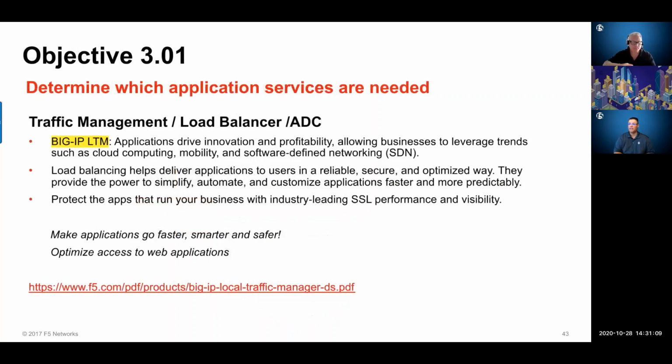So let's take a look again at local traffic management. Key things to understand here, and we mentioned this is a key product for load balancing. Not only load balancing, but we could do SSL offloading. We could make applications faster by doing things like compression, TCP optimization, looking at the health status of your applications.